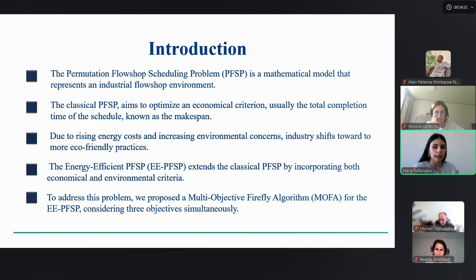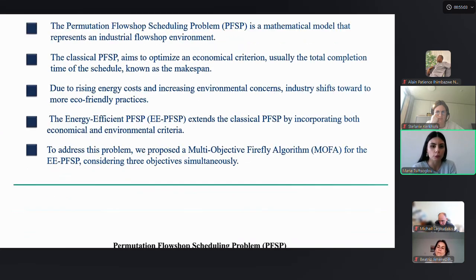Due to rising energy costs and increasing environmental concerns, the industry shifts towards more eco-friendly practices. In order to address the modern challenges in industry, we propose an energy efficient version of the classical problem by incorporating both economical and environmental criteria. We also propose a multi-objective Firefly algorithm for tackling the energy efficient version of this problem, considering three objectives simultaneously.